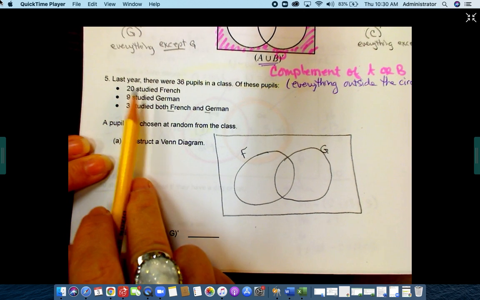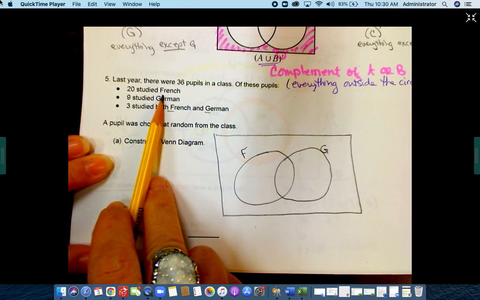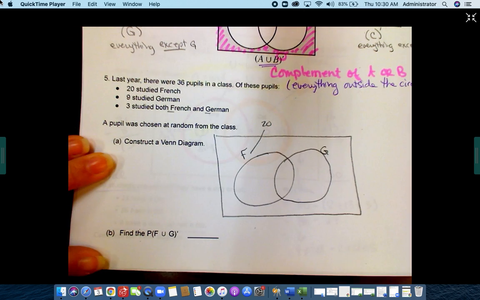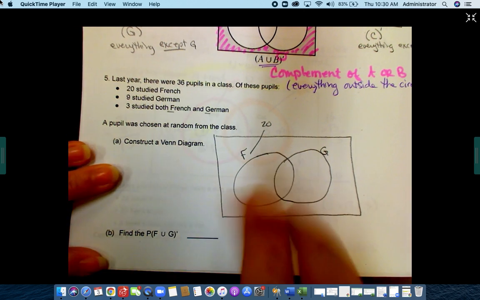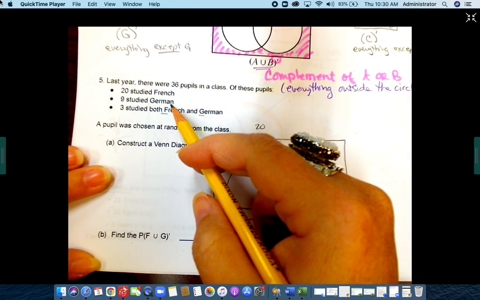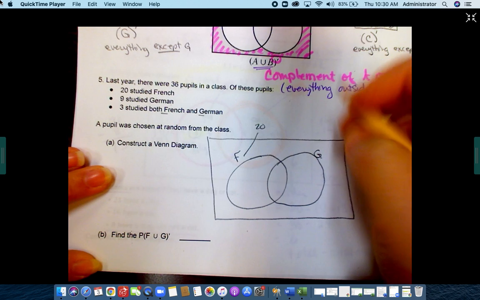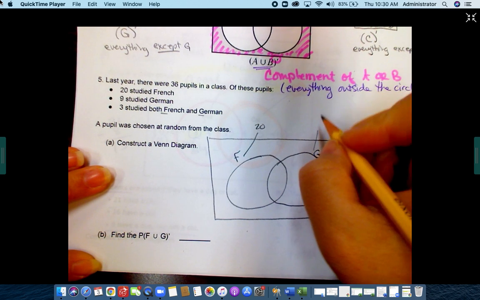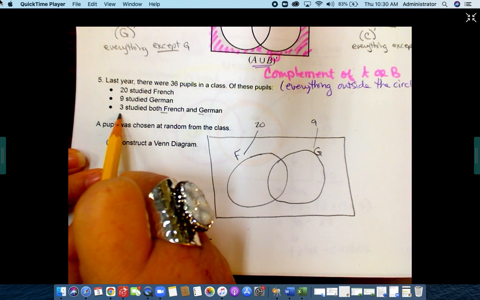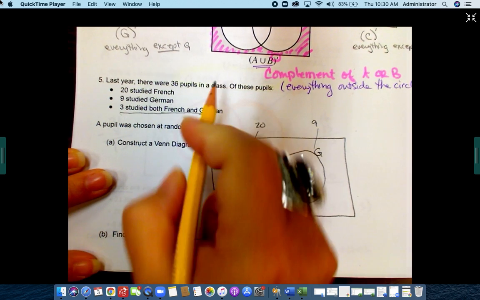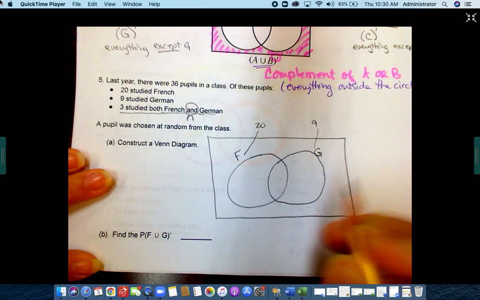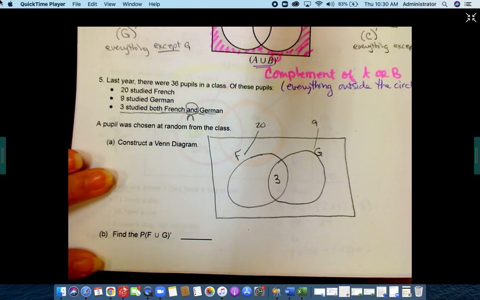So it says 20 studied French. Does it say French only? No. It says 20 studied French. So that's our French total. 9 students studied German. Does it say German only? No. So that means I have to put 9 on the outside as a reference point. But it does say that 3 studied both French and German. And again, that word "and" means the intersection. So I can put 3 in the middle.